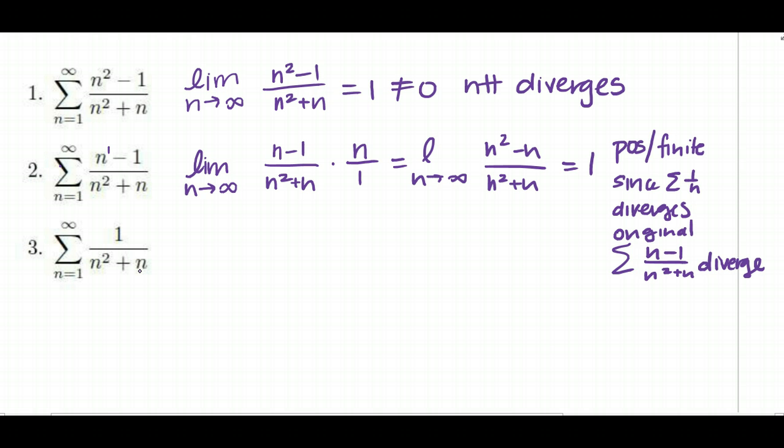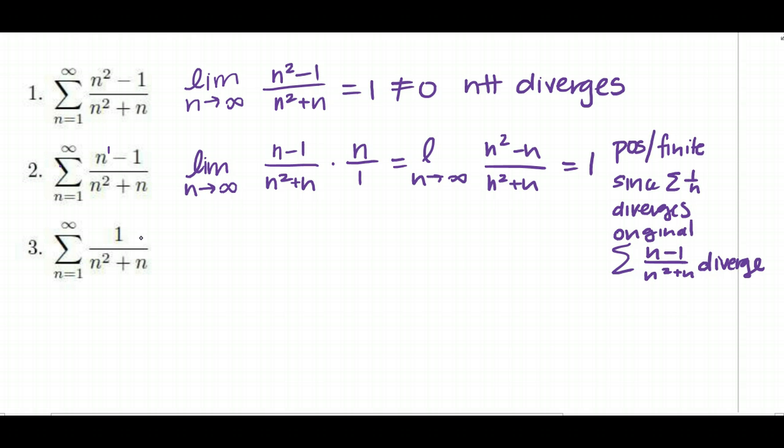And now looking at this last one, I have the sum of n equals 1 to infinity of 1 over n squared plus n. So not geometric, not p-series, not telescoping. If I look at the nth term test, the nth terms, as n goes to infinity, will go to 0, because the highest power on the bottom is 2.